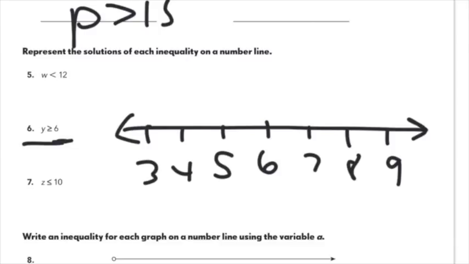So let me just get a different marker. This one you have to fill in the circle because it's greater than or equal to. So we have a filled in circle. So it says y is greater than. So you're going to go to the right because it's greater than. So y could be greater than or equal to 6. So it could be 6, 7, 8, 9, and so forth.